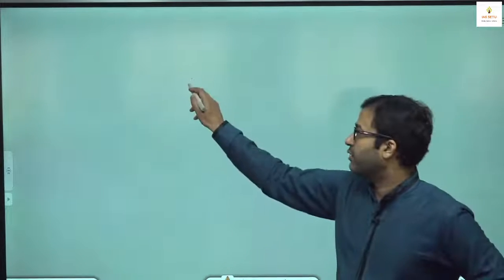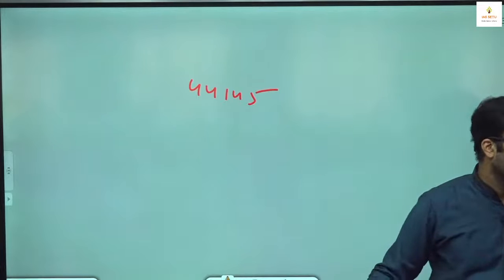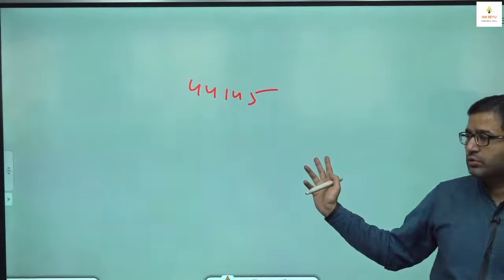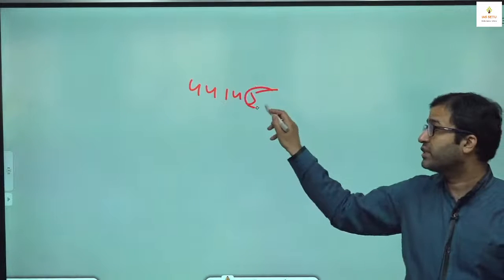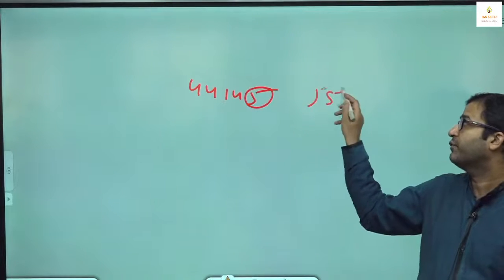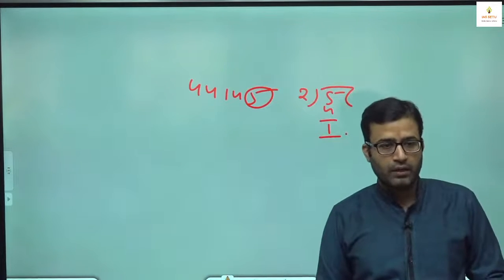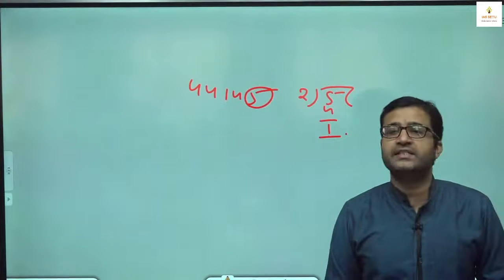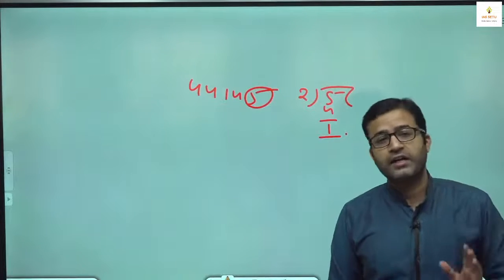Like for example, 44,145. If it is divisible by 2? No. Then what is the remainder? So here this 5 only, if you divide it by 2, you get remainder 1. Only the unit place digit will tell you either it is divisible, if not, then what is the remainder.